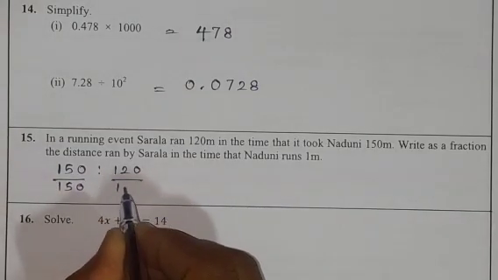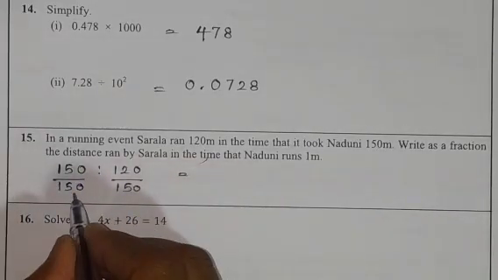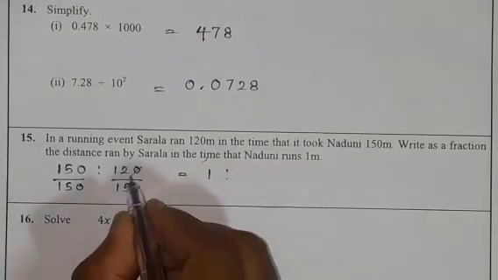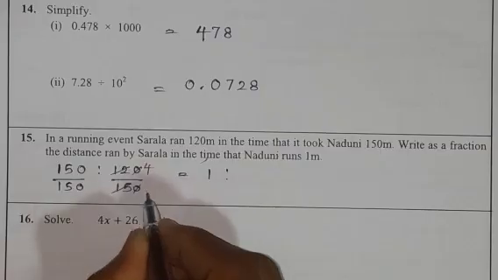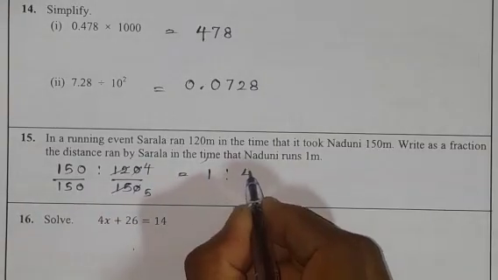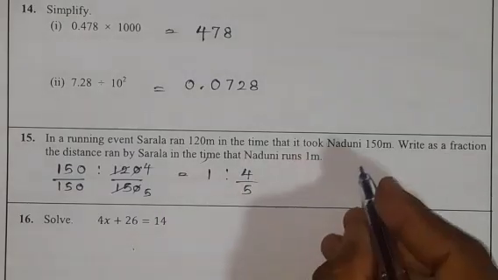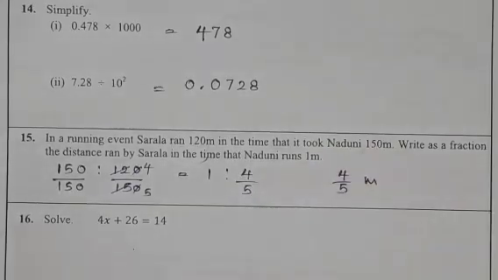Then both should be divided by 150 now. Then 150 divided by 150 is 1. Then here we can simplify this. 3 times 4, 3 times 5. Then it becomes 4 over 5. So, when Naduni runs 1 meter, Sarala runs 4 over 5 meters. The answer is 4 over 5 meters.